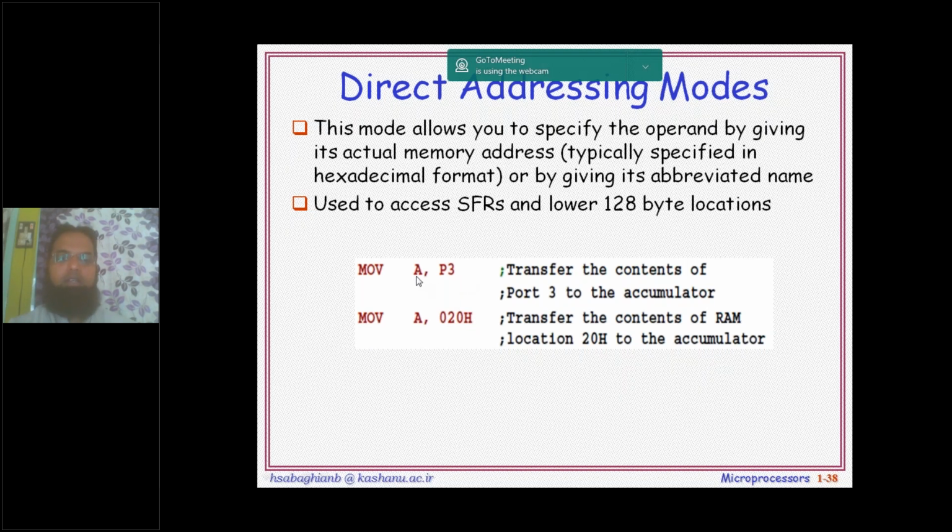Why? Because the registers in the 8051 microcontroller have RAM addresses. So if you take the labels, they are nothing but RAM locations. It means you are just transferring the data between two RAM locations, but they are designated as registers like A and P3.